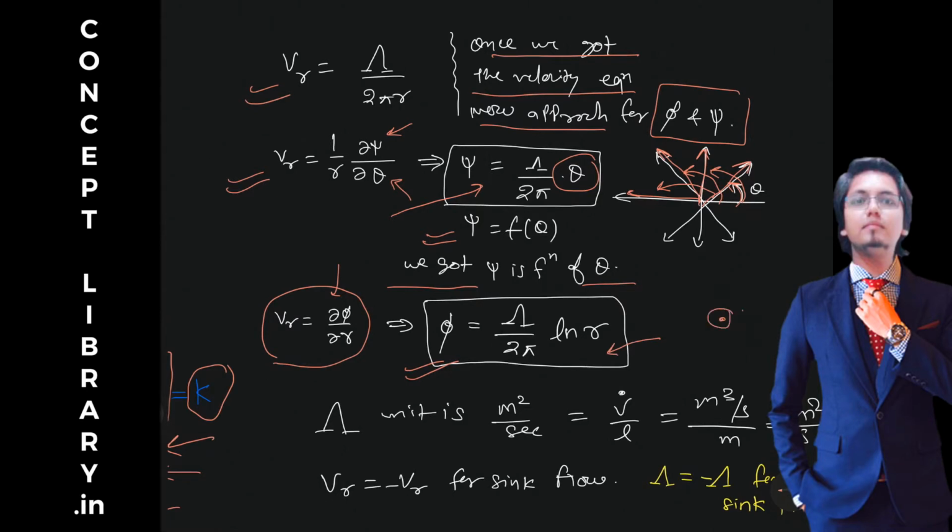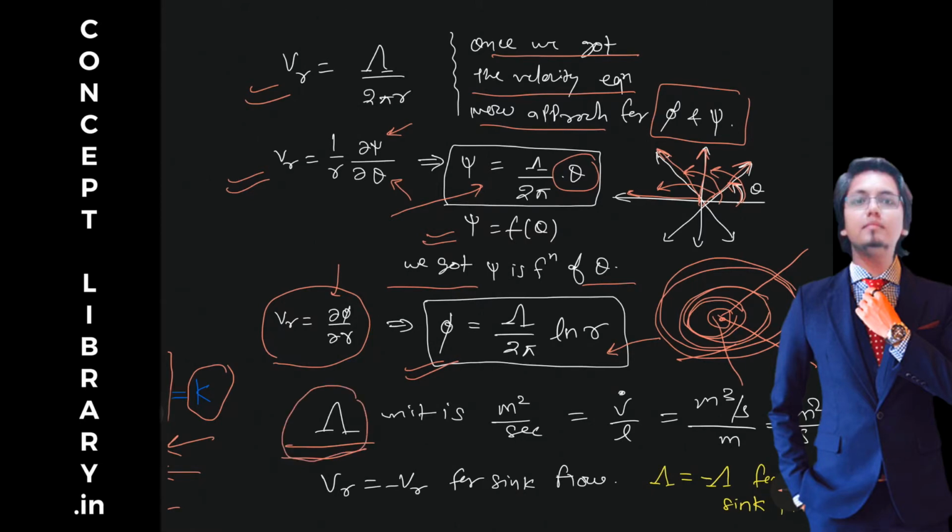At different radius you have different phi, okay. So these are your streamlines, and these circles are your velocity potential, phi. So this capital lambda, which is the strength of source, has the unit meter cube per second. Why? Because v dot is meter cube per second, so divide by length.